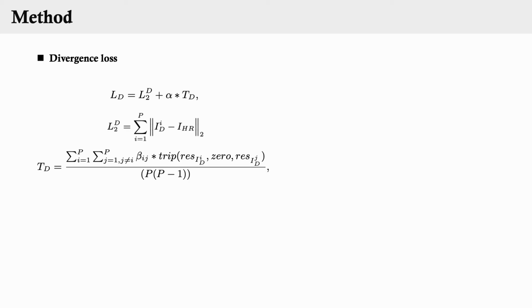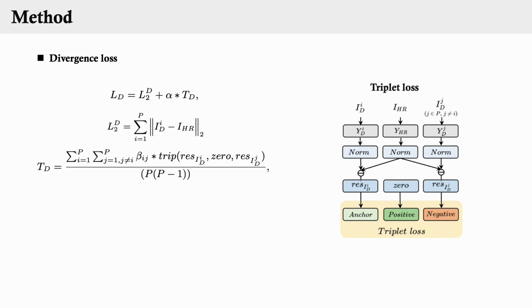The predictions of each branch are treated as negative, and the HR is treated as positive, to compute the triplet loss in the residual domain. And the inputs of triplet loss need to be grayscaled and normalized before computation. The triplet loss can help to facilitate the divergence of the multiple predictions. In the training of convergence stage, L2 loss is calculated directly between the final fusion prediction and HR.